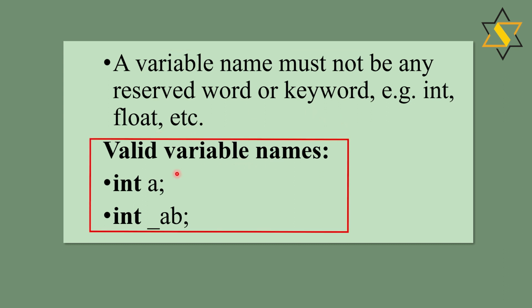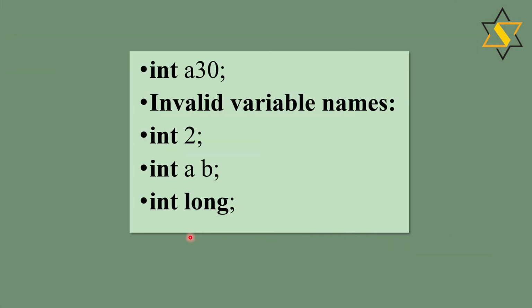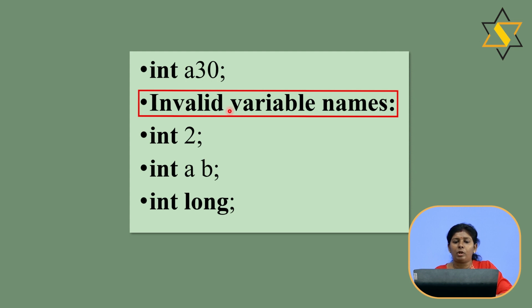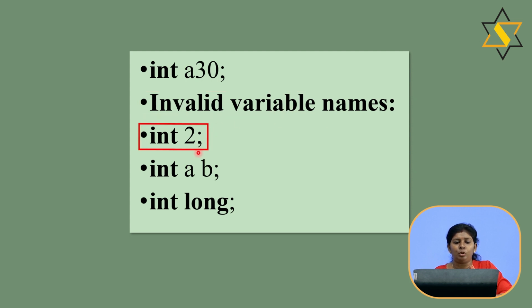Valid variable names: see here int a, int underscore ab, int a30. These are all valid. And what about invalid variable names? Int 2 then a space b, where white space is there. Int long is a keyword, and int 2 starts with a digit. So this kind of variable name is not allowed and is not accessible. It does not come under the rules for defining a variable.